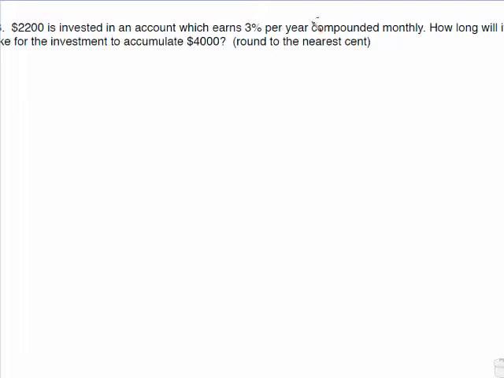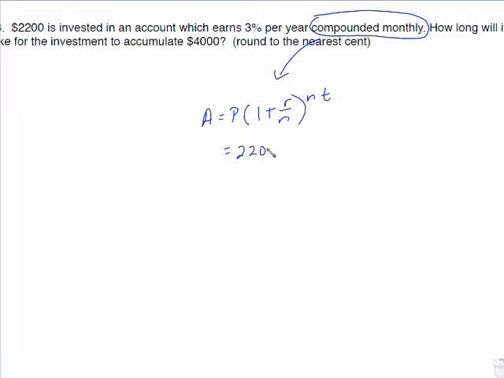Similar problem, but this time it says it is compounded monthly. Compounded monthly is our longer formula, A equals P times 1 plus R over N to the NT. So let's stuff in. 2,200 is invested. It earns 3%, so that's 0.03. Be sure you get the decimal in the right place. Compounded monthly, that means N is 12, parentheses, raised to the 12t. We want it to accumulate to $4,000.